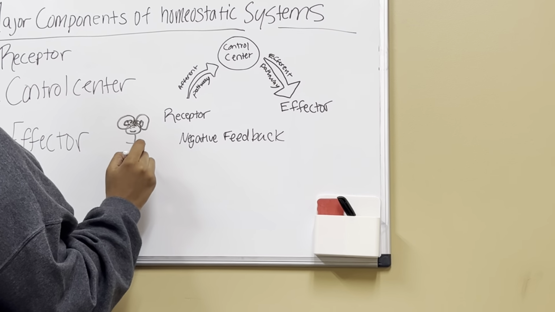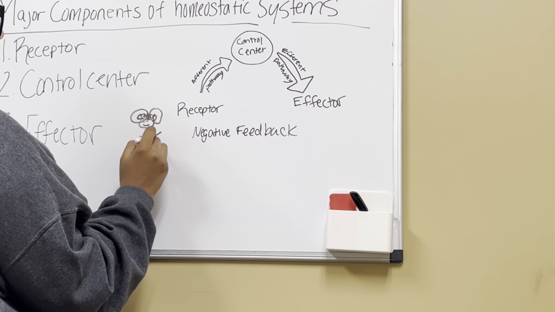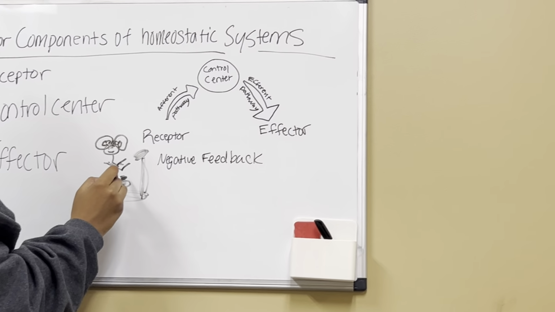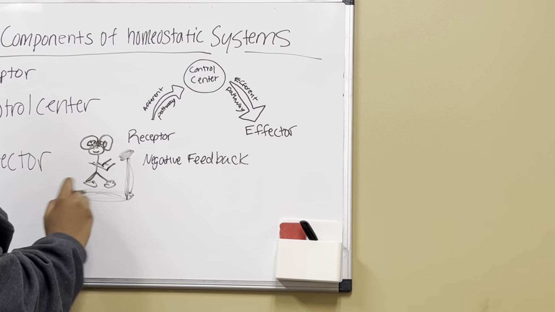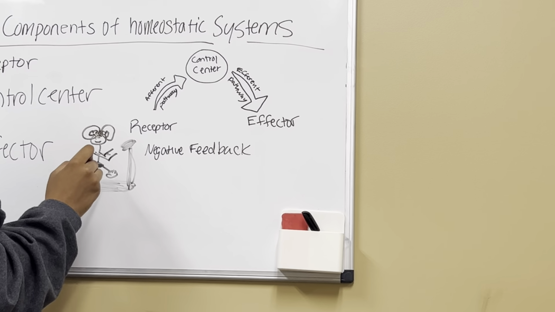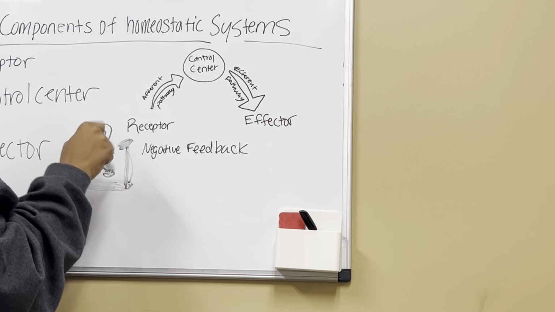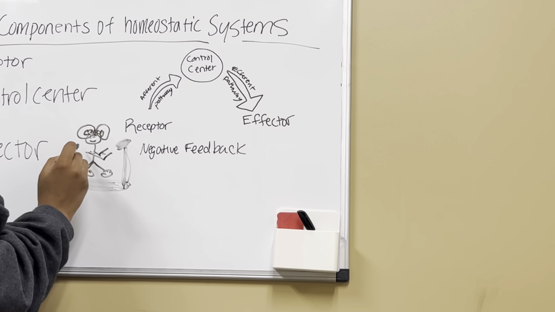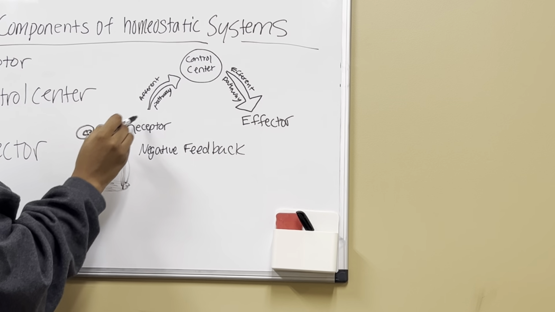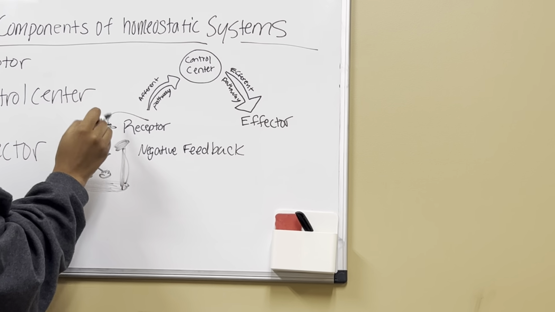Okay, so this lady is on a treadmill. She's running on the treadmill, and while she's running, she's starting to get hot. As she gets hot, her body feels the stimuli, so it's going to have the receptors. Her senses are like, I'm hot.